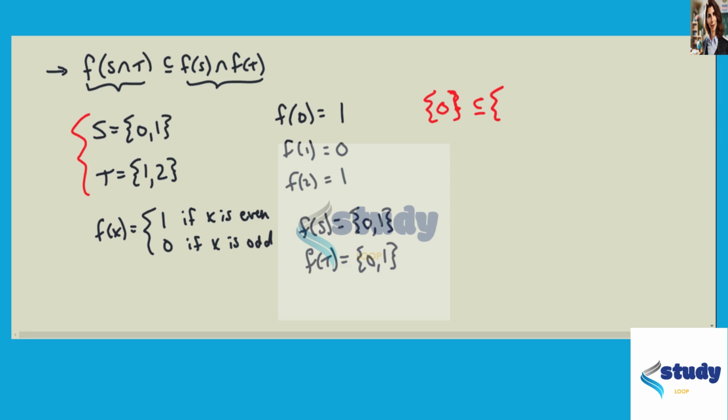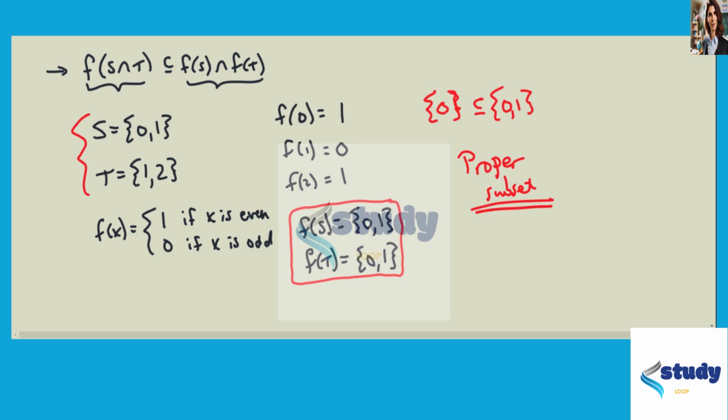Okay, on the right-hand side, I'm looking at my two output sets. The intersection of those, well, those are identical sets. So the output here has both 0 and 1. So {0} is a subset of the set {0, 1}, but they are not equal. So this is indeed a proper subset.